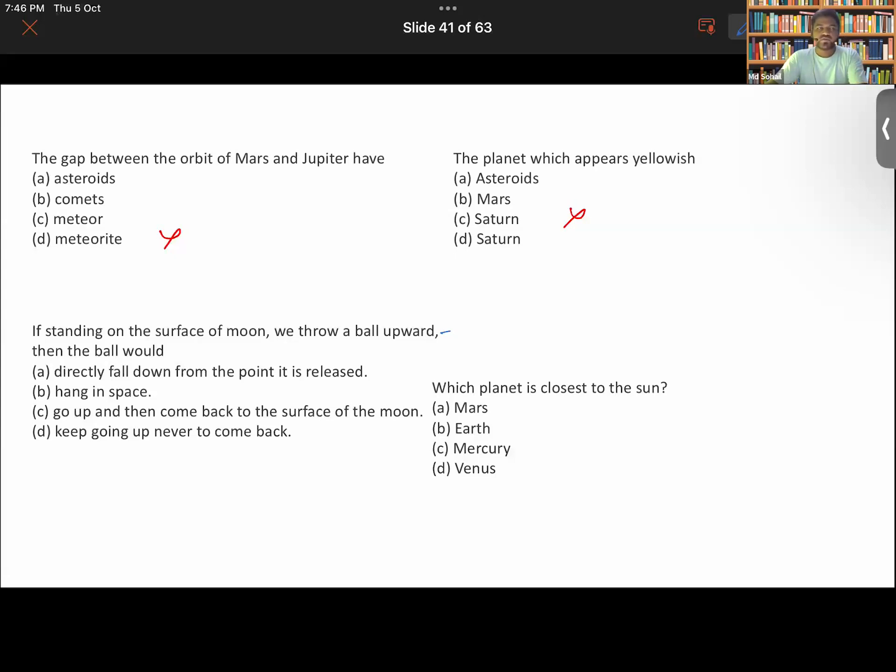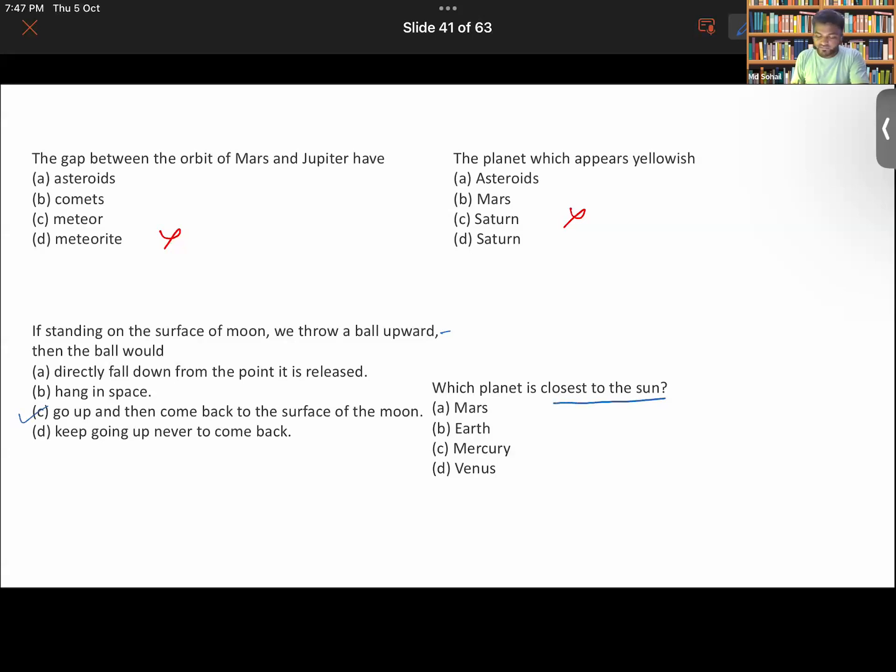Yes, sir. You would have seen from the mission where Neil Armstrong went. You would have seen the astronauts jumping. Yes, sir. They come back to the moon, finding it hard to walk on the moon because of lesser gravity. Okay, so option C is the correct answer.